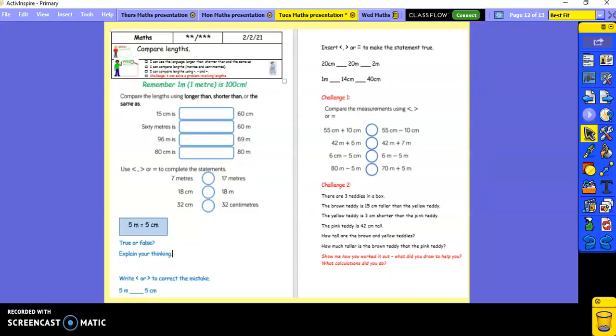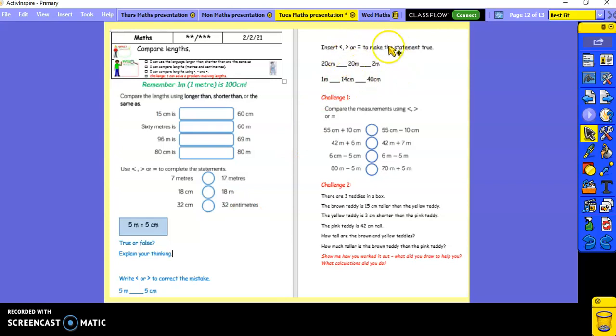So your worksheets today, if you are doing the 2 and 3 star sheets, so the main sheets, you have got a whole range of different questions to do. And I've put a big green reminder here that 1 metre is the same as 100 centimetres. So you've got one here where you need to write the words in. You've got a question here where you need to put the symbol in. You've got a true or false question where you need to explain your thinking. Remember, if there's not space on this piece of paper, you could carry it on another piece.